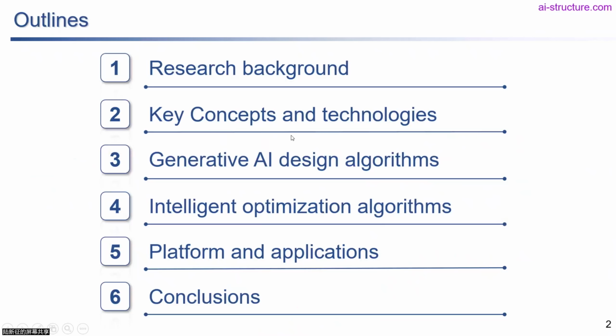Number one is why we do the research, number two is some key concepts about generative AI, number three is how we do the design, number four is how we do the optimization using AI, number five is how we use this technology in real-world projects, and finally we go to the conclusion. So first I come to the background.